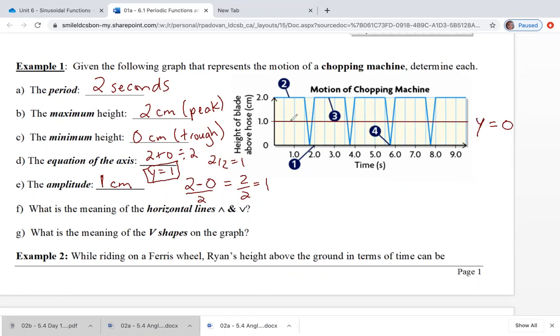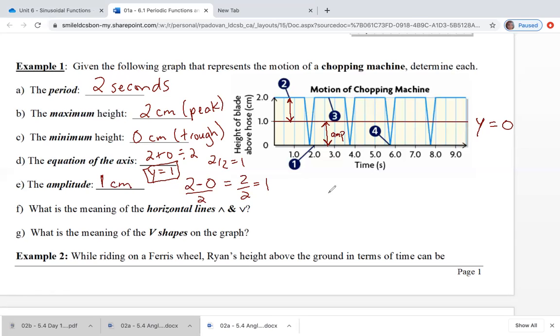So for example, remember, it's from the equation of the axis to the highest point. So from here to here is my amplitude. Or from the equation of the axis to the lowest point, from here to here is also an amplitude. So you can see it's a distance of 1 to 2. It's a distance of 1. Here it's a distance of 1 to 0. It's also a distance of 1. So they're both a distance of 1 away, right? 1 centimeter is the size of the amplitude.